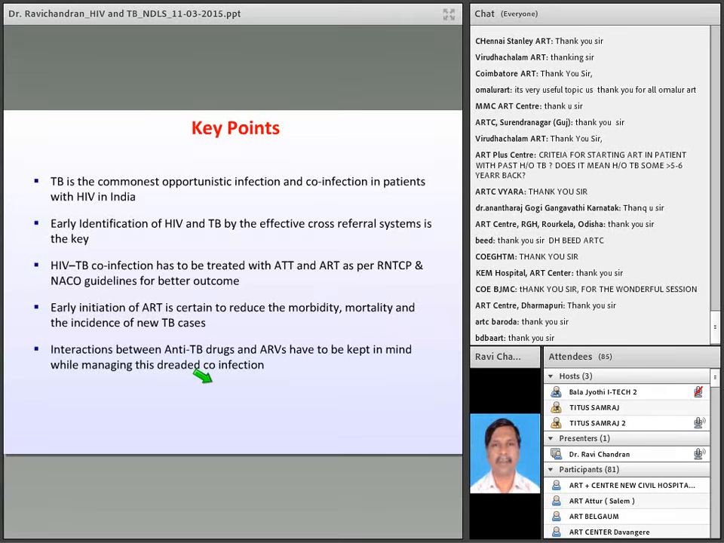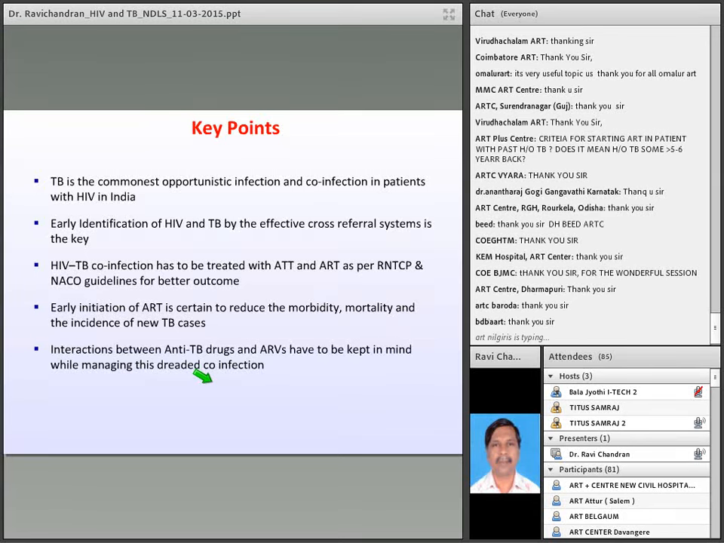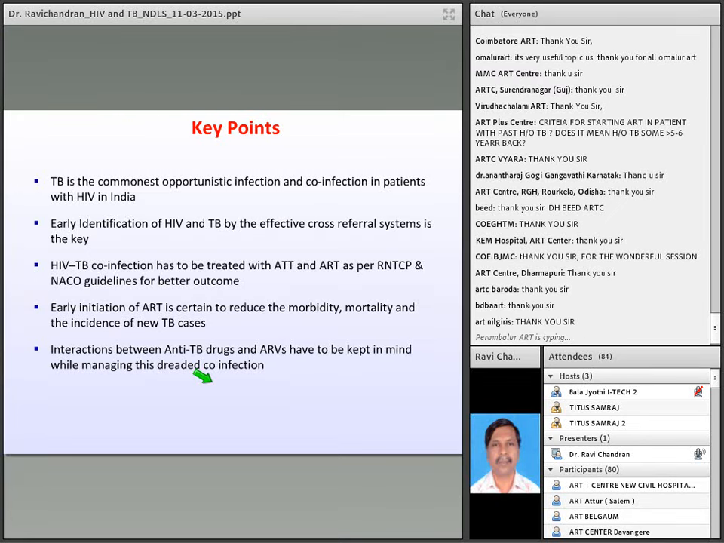What is the treatment for IRIS after starting ART? Answered. GeneXpert is the cartridge-based nucleic acid amplification test. We can study the resistance to rifamycin through this GeneXpert.